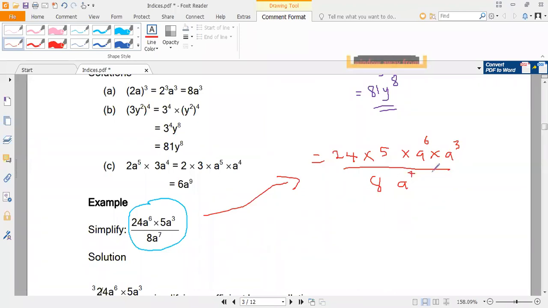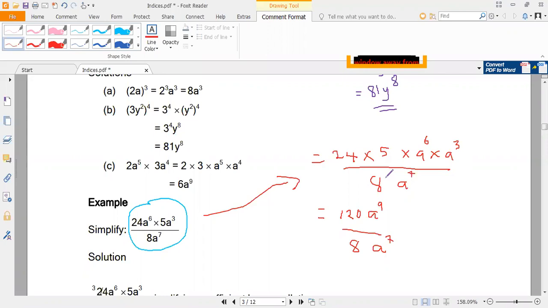So when you multiply 24 with 5, you get 120. Then a power 6 times a power 3. When you apply laws of indices, you'll have to add 6 and the 3, and you end up having a power 9. Everything being divided by 8a power 7. So if you reach here, you can even reduce if you want. You could have even reduced on the first step. There is still no problem. So whether you reduce from here or you reduce on the next step, there is no problem.